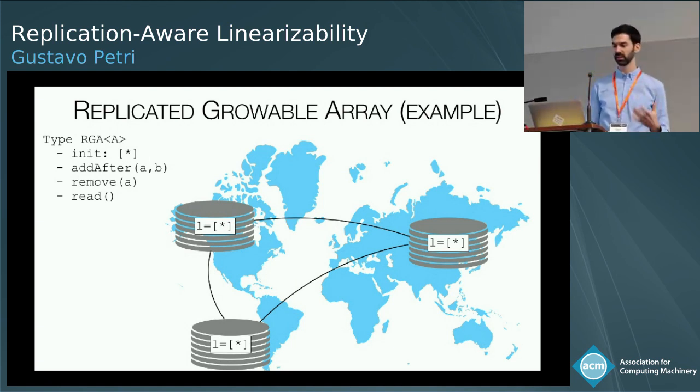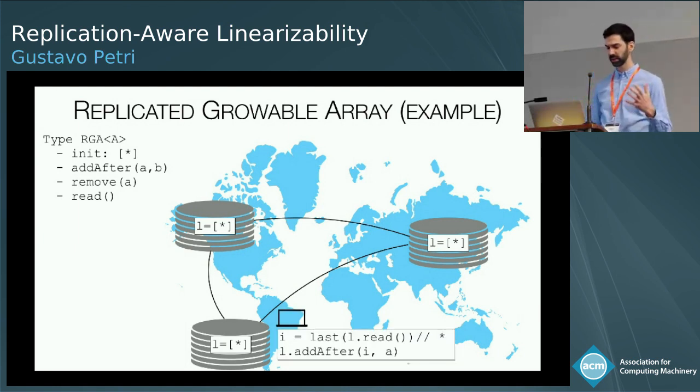This is called a replicated growable array, RGA from now on, and it's supposed to represent a list or something like a list. At the top left, you have the data type abstraction. Initially, our list contains only one element, a start element, and we have three operations: add after (a, b), which adds the item b after the item a, remove a, and read. Let's run this. Suppose we have three replicas with the initial state, a list with only the start, and somebody connects in Latin America, reads the state, and adds A after the last item that we saw. So we update the state, and we get start, A.